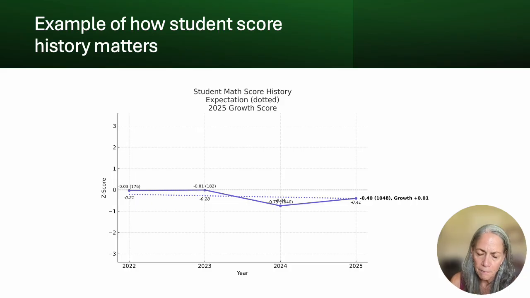They went from, it looks like, a negative 0.75 in their Z-score to a negative 0.40. Well, their expectation was a negative 0.41 because, again, we're starting to pull them back up because of this dip. And their growth was actually positive because overall the student was starting to make a comeback on their scores.